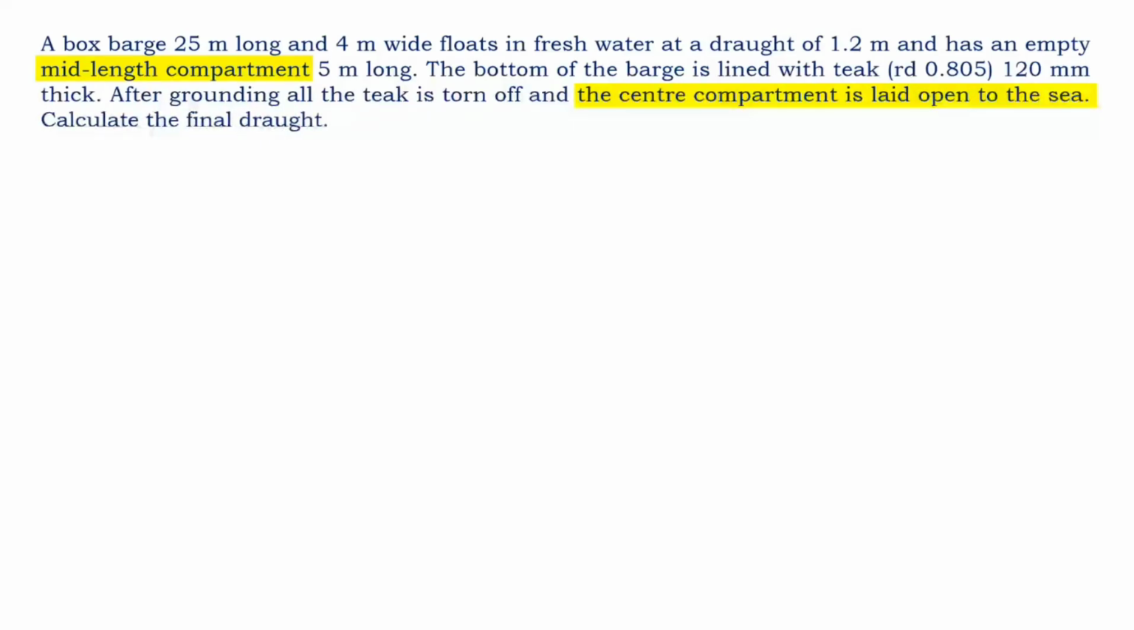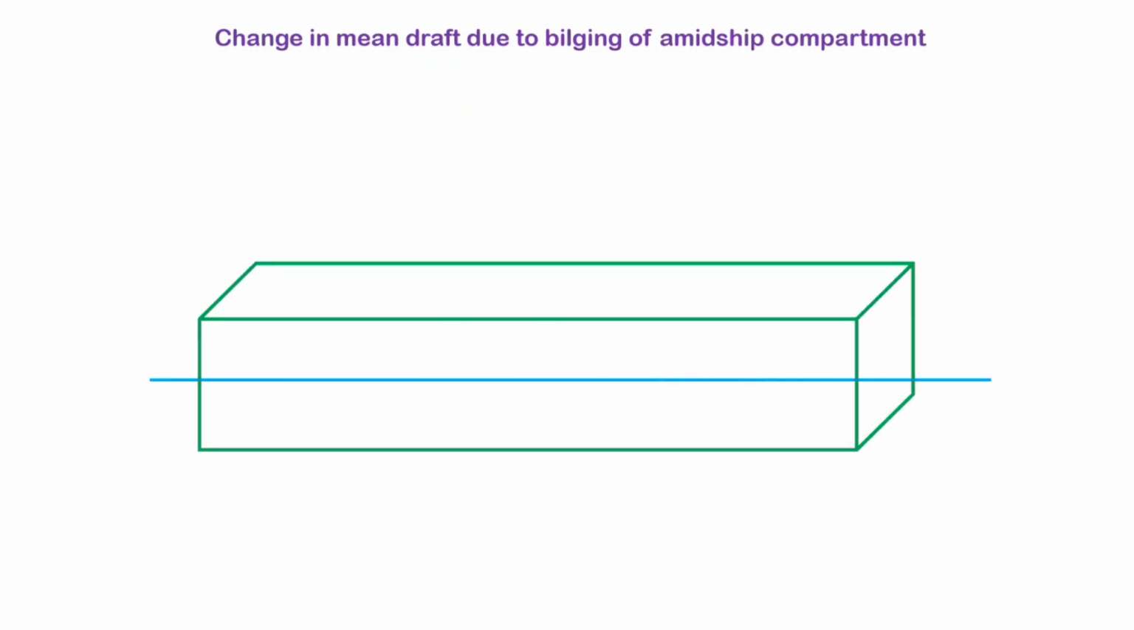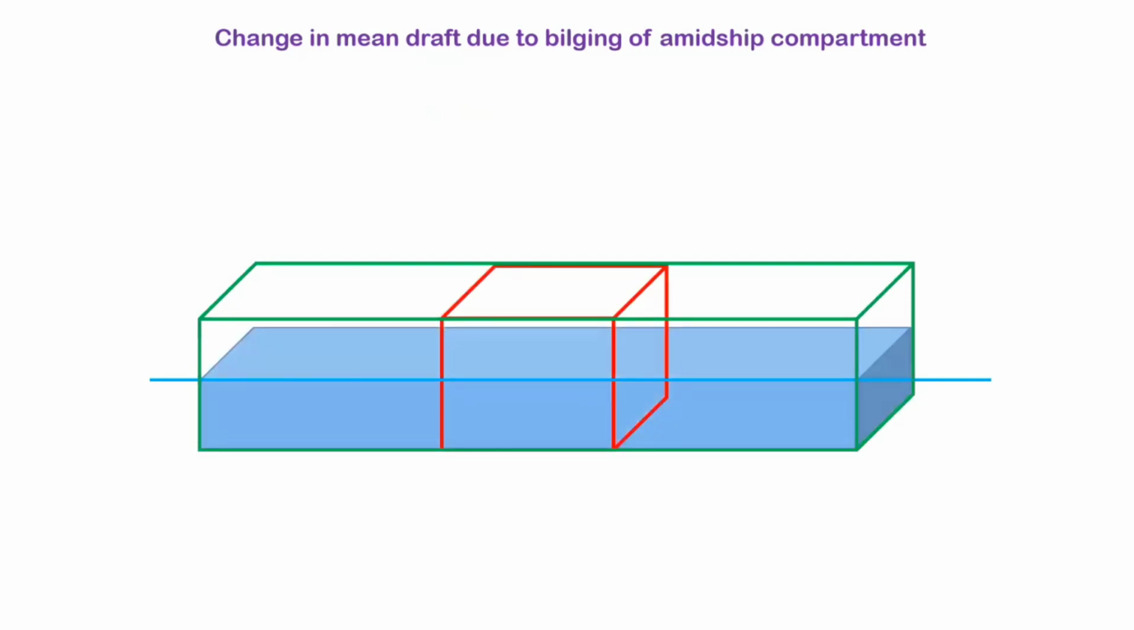Now we have to utilize concepts regarding the change in mean draft due to bilging of an amidship compartment. Bilging refers to a phenomenon where there is any underwater damage followed by flooding. So I am going to first discuss the concept here. Let's say there is a water line and there is a box shaped barge. It has an amidship compartment of certain length. I will also be showing all the dimensions.